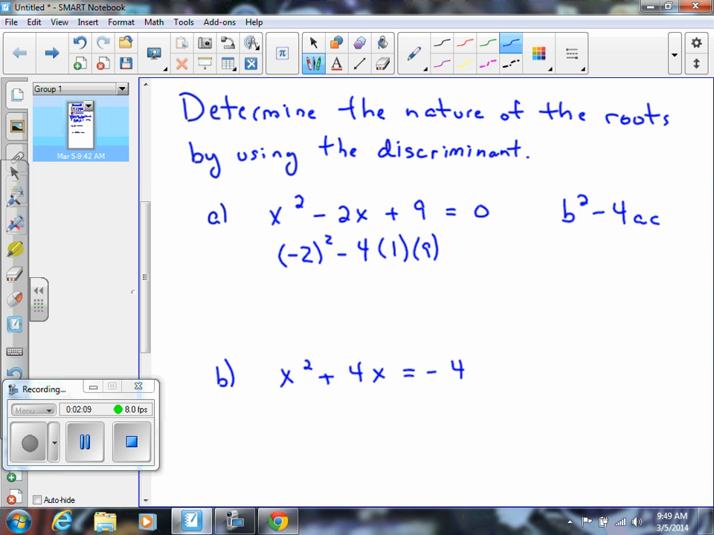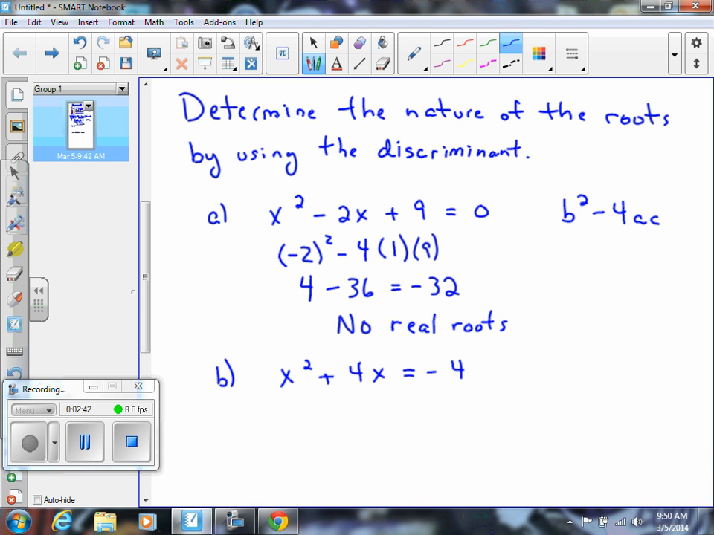And I'm going to solve this like an order of operations question. -2 squared is 4. -4 times 1 times 9 would be -36. And so my solution comes out to a negative answer. The number is irrelevant. It's the sign that's important when it's negative. And so my answer to the nature of the roots is that there are no real roots.